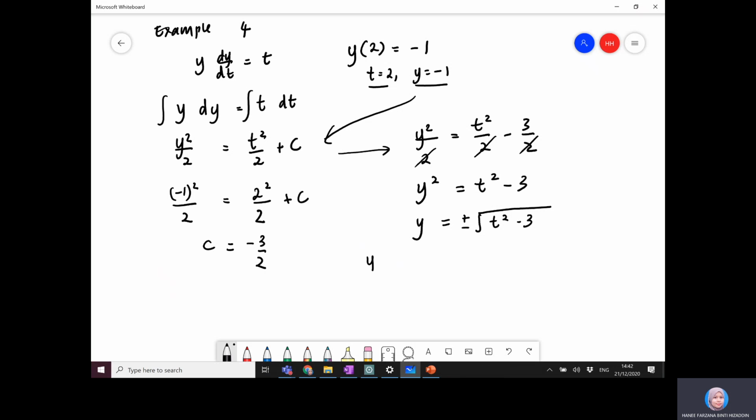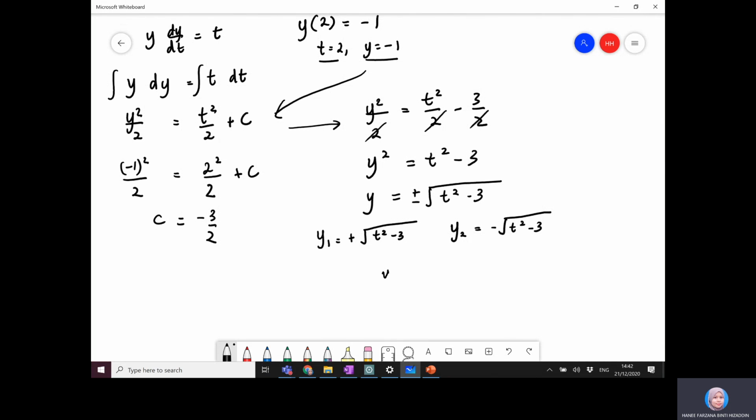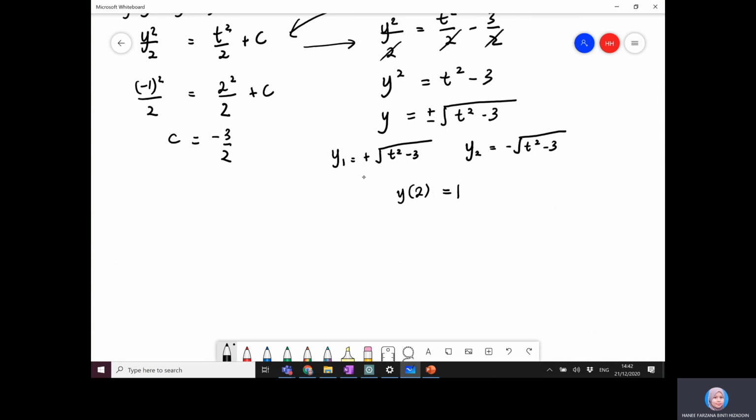Okay, so you can write y1 is positive square root of t squared minus 3 and y2 is negative square root of t squared minus 3. So which one of these is the true one? Then you can try putting in the boundary value problem or initial value problem. It doesn't really matter because this is first order. So you just put this value. So for y1, if you put t equals 2, then it should be -1, right? So this is what you want to satisfy.